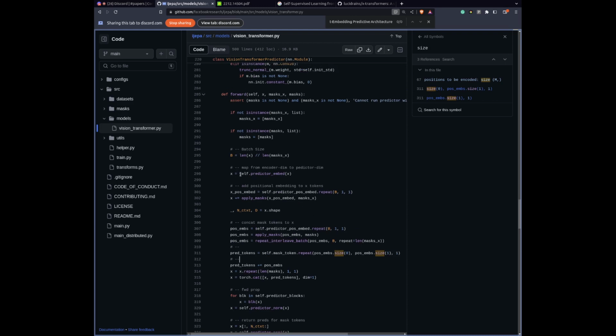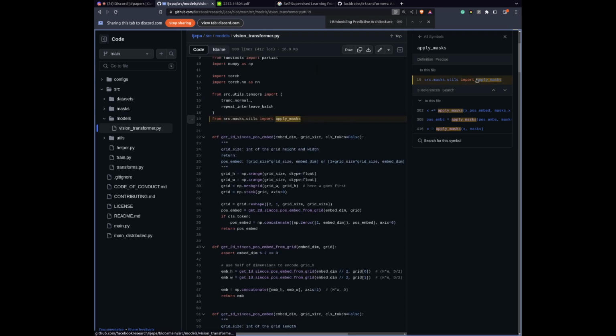So this is kind of interesting. Okay, we are predicting embeddings, so here we get some X. Map from encoder dim to predictor dim. I should make a PR just changing this. Predictor dim, positional embedding to X tokens. Okay, apply mask, and then in apply mask. Okay, so this time this is useful. I go here. Then you have the definition somewhere, maybe.